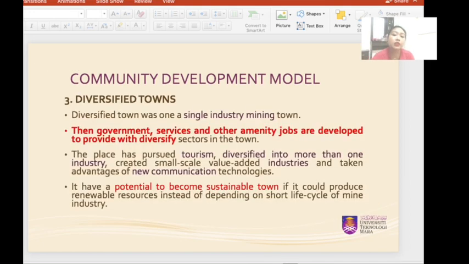Okay, next one, the third one, which is diversified towns. A diversified town was once a single industry mining town. Then government, services and other amenity jobs are developed to provide diversified sectors in the town. The place has pursued tourism, diversified into more than one industry, created small-scale value-added industries, and taken advantage of new communication technologies. It has the potential to become a sustainable town if it could produce renewable resources instead of depending on the short life cycle of the mine industry.